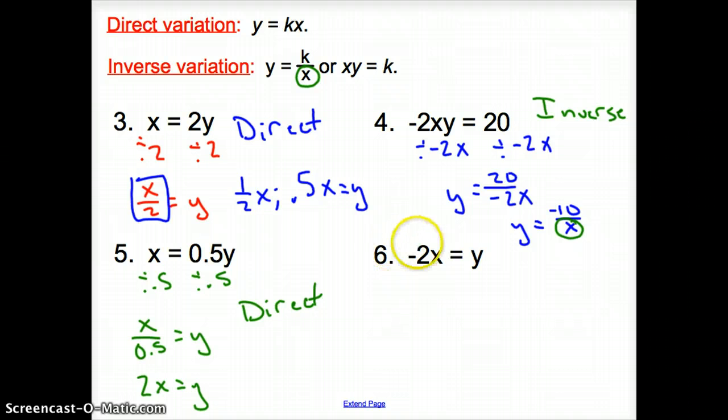And then 6, what do we have to do with 6? We have to get y by itself. Is y already by itself? Yes, it is. So what is this? This is a direct variation.